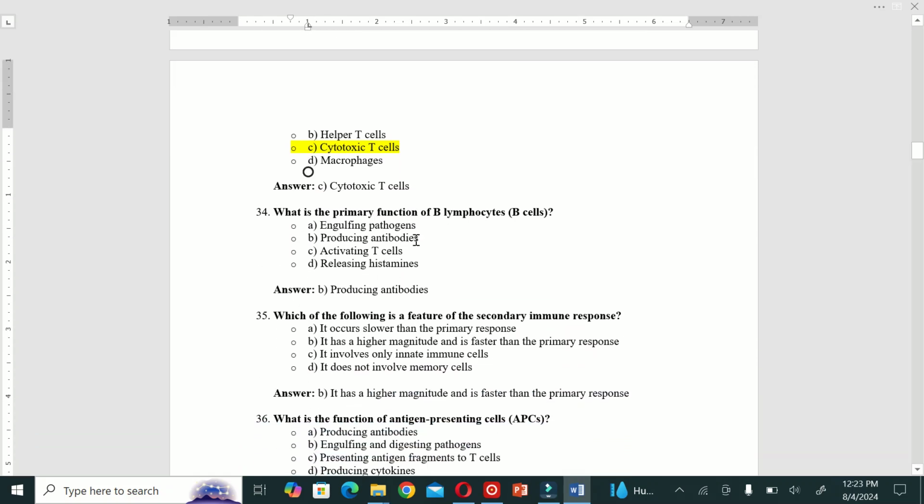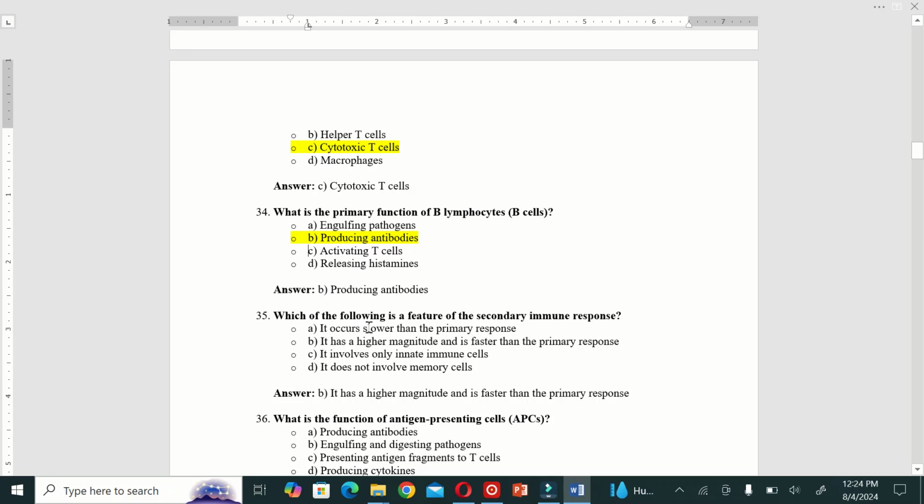The next MCQ is: what is the primary function of B lymphocytes? A. Engulfing pathogens. B. Producing antibodies. C. Activating T cells. And D. Releasing histamine. So the correct option is B. Producing antibodies.